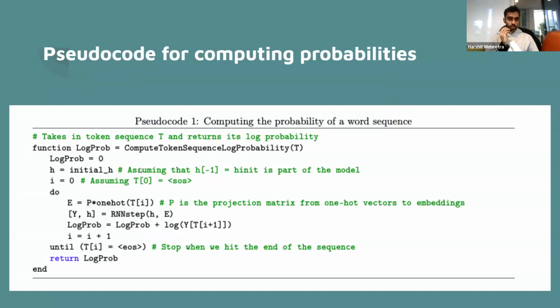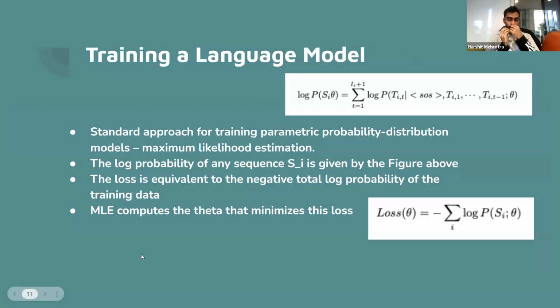So this is just a pseudocode for generating the log likelihood of the entire sequence. As I said, you get the embeddings at each time step, you pass them through the RNN, and once you have the output from the linear layer, you apply a log and keep adding all the log probabilities till you reach the end of the sequence. Now you will be using the same concept to train the language model. So the objective of the language model would be to maximize the log likelihood of the entire training set.